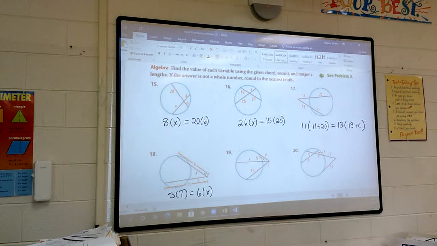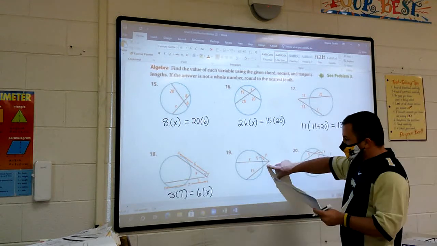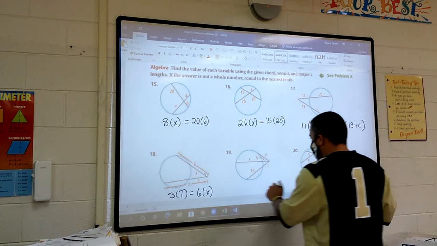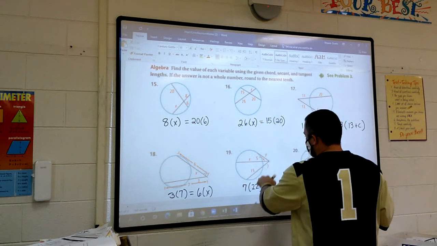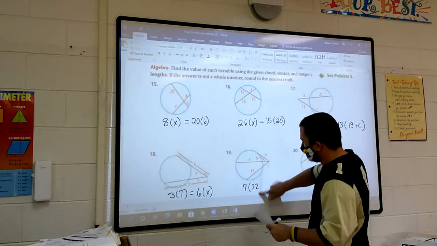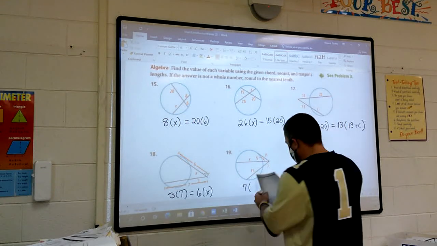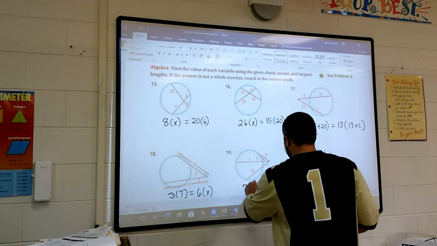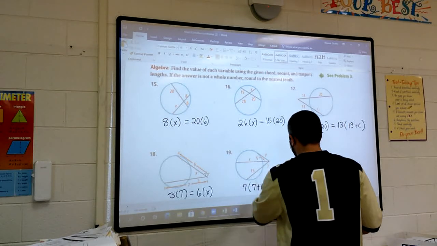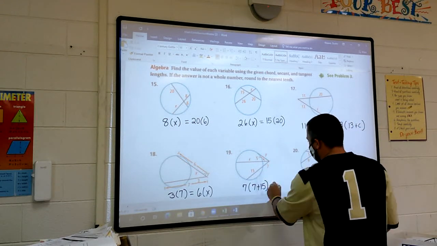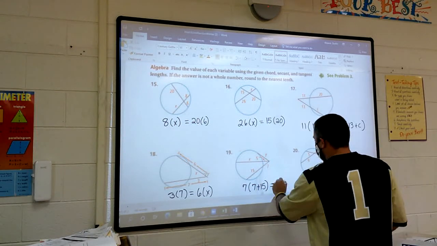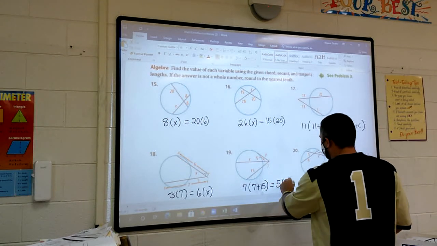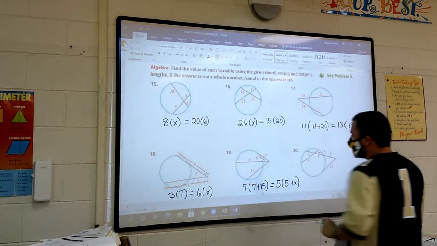In number 19, we're going to do the outside here. We're going to say 7 times 22, which is the whole thing. So let me give it to you a little bit better. 7 times both parts, the part on the outside times both parts, equals, okay, 5, because 5 is the part on the outside, times both parts, 5 plus x. That's how we solve that one.